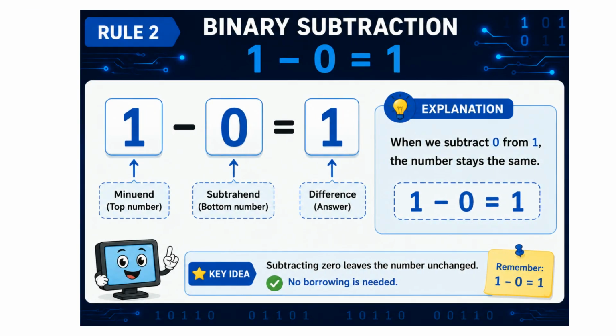Now, let's look at Rule 2. 1 minus 0 equals 1. When we subtract 0 from 1, the value does not change. So, the answer remains 1. This rule is very simple, and no borrowing is needed. Remember, 1 minus 0 always equals 1.